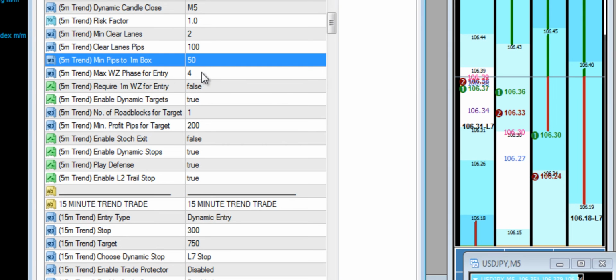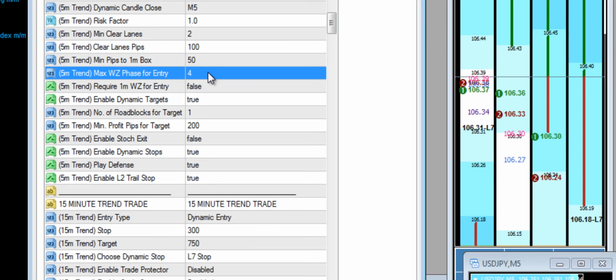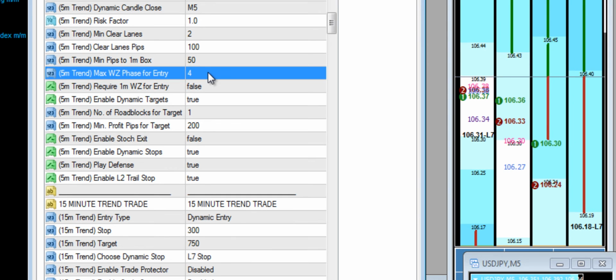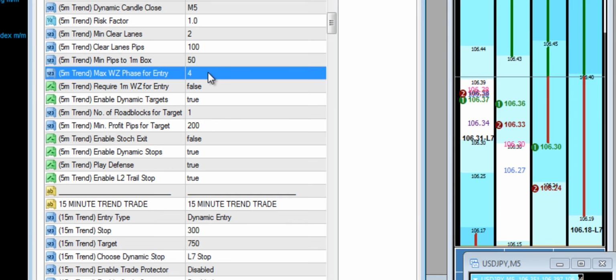All right, maximum white zone phase. You don't really want to go over a white zone phase 4 for a 5-minute. I mean, I've seen white zone phases go up to 5 and 6, especially when you get into the cryptocurrencies. And I'm not really speaking about the indices and the metals and stuff. This is strictly currencies. But I'd say on a 5-minute trend, a white zone 4, you're kind of pushing it. I wouldn't take any more trends after the 4th white zone expansion.